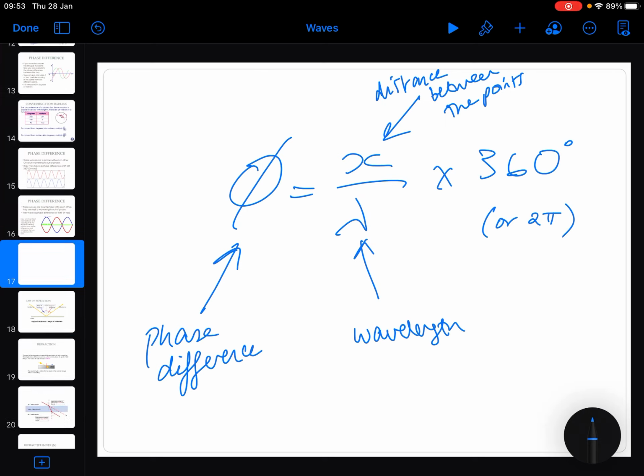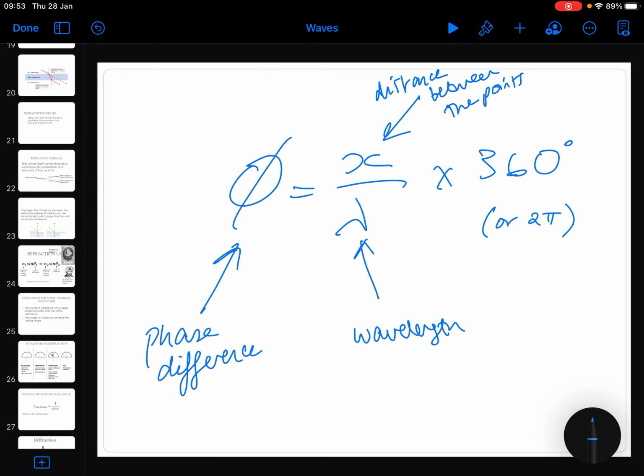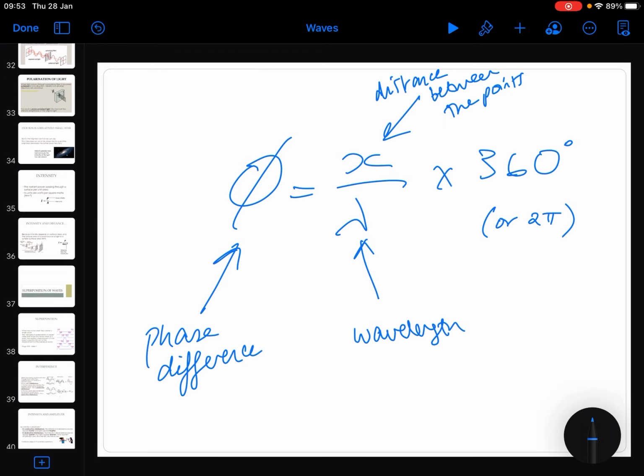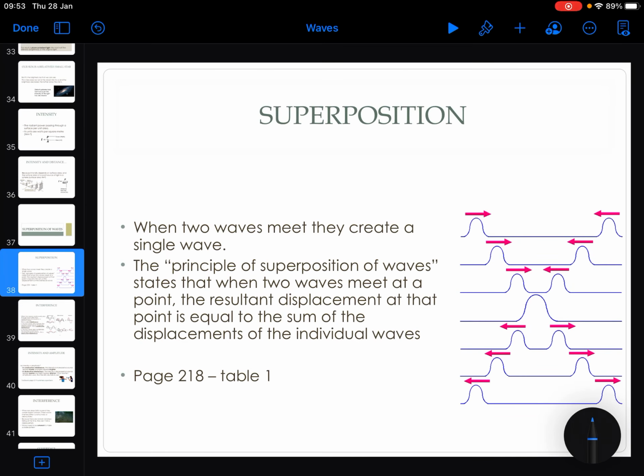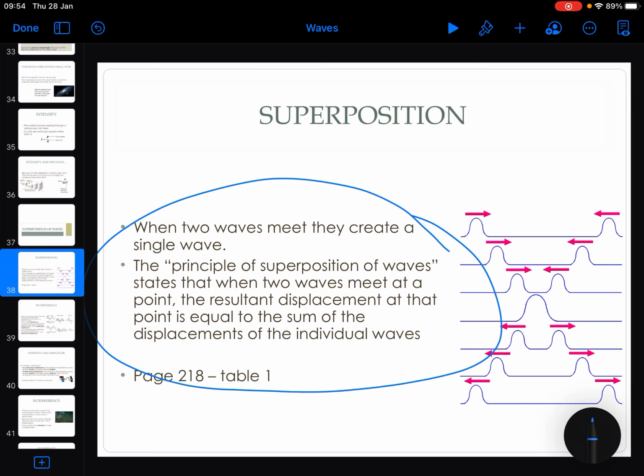Right, so that was phase difference. Quite enough of that. Now let's go on to superposition of waves. When two waves meet, they create a single wave. The principle of superposition of waves states that when two waves meet at a point, the resultant displacement at that point is equal to the sum of the displacements of the individual waves. And that one is a memorize it. They like to ask what the principle of superposition of waves is.